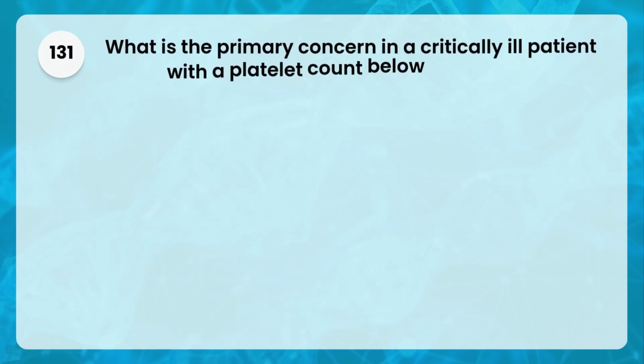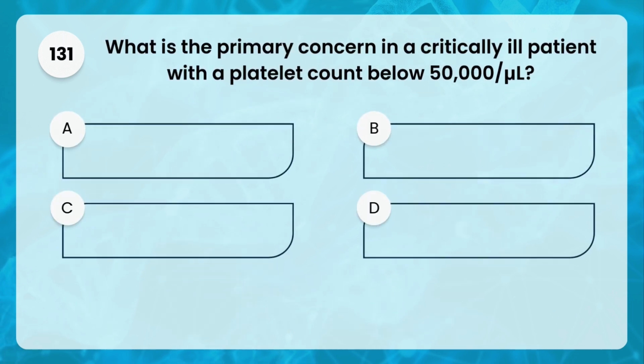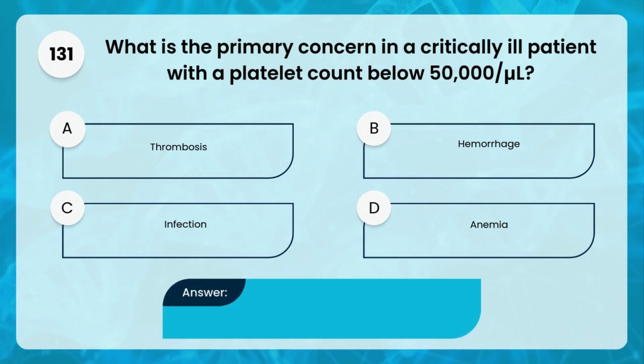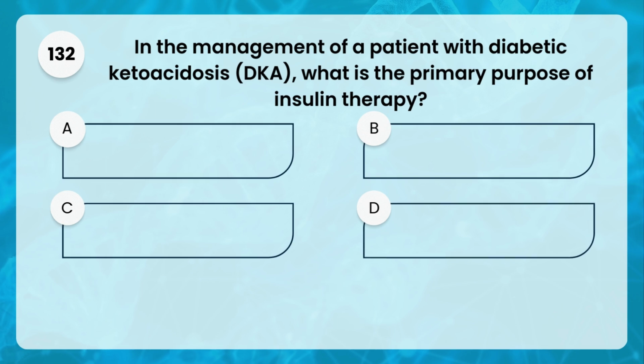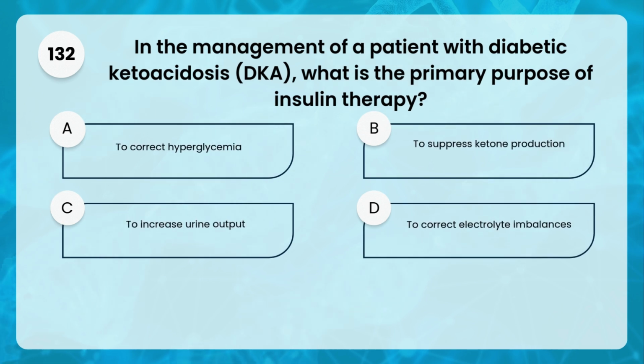131. What is the primary concern in a critically ill patient with a platelet count below 50,000 per microliter? A. Thrombosis. B. Hemorrhage. C. Infection. Or D. Anemia. The answer is B. Hemorrhage.